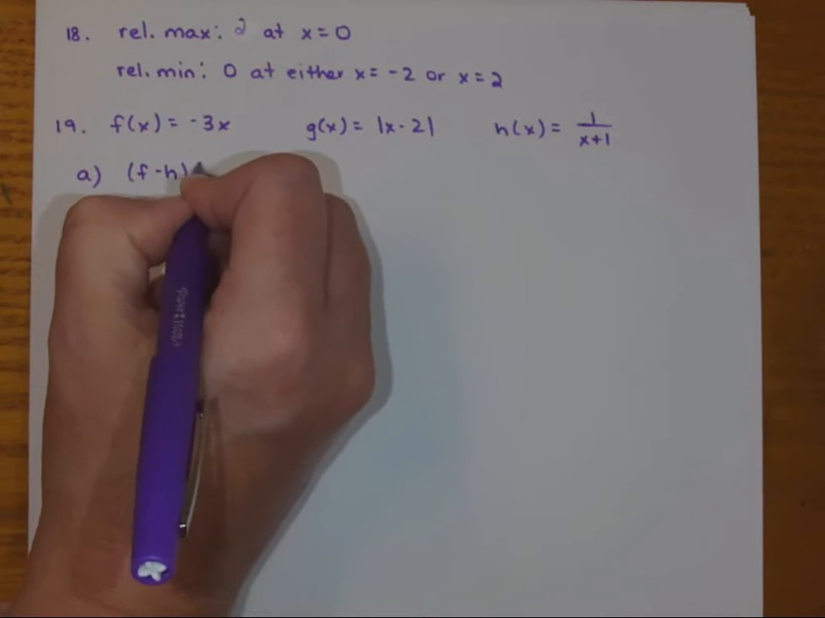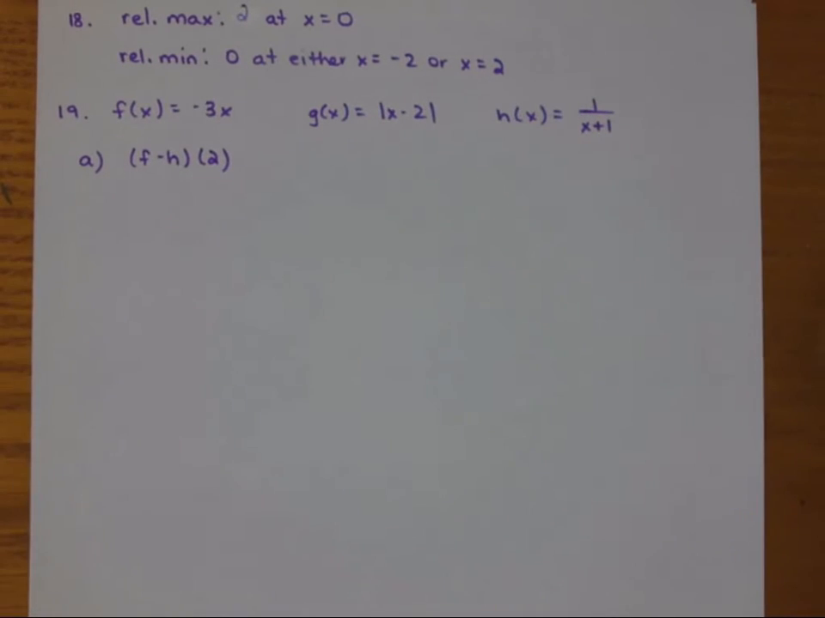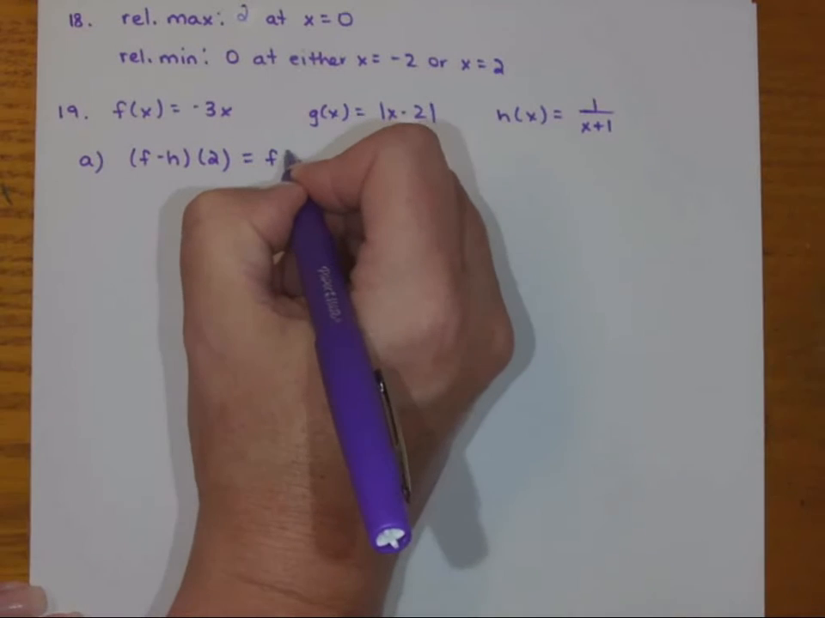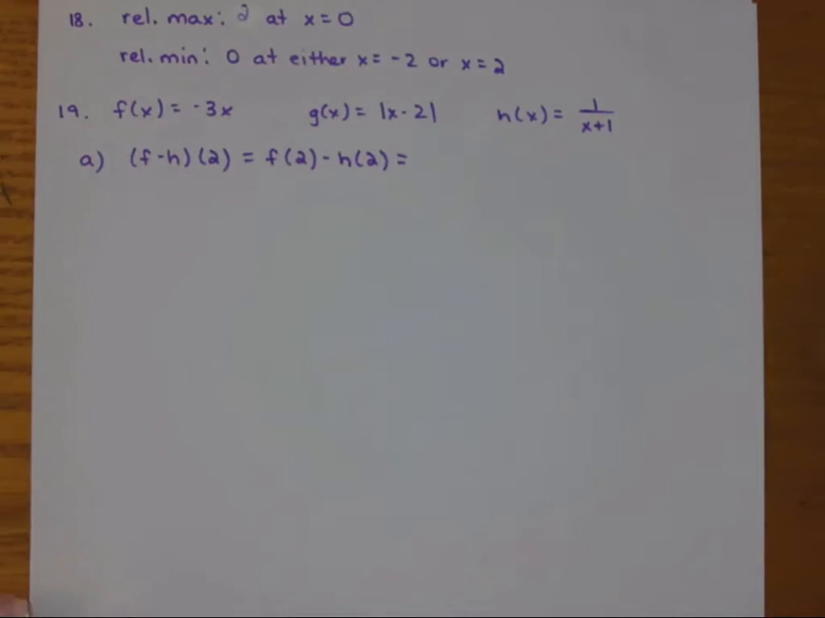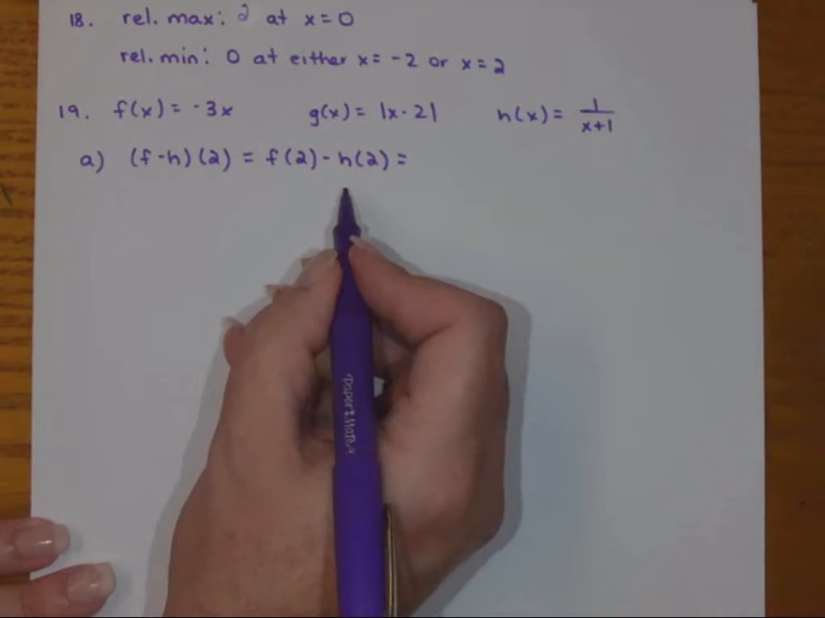This is f minus h of 2. It's not 2 times f minus h. Okay, it's f minus h of 2. So in other words, I'm asking you to find f of 2 minus h of 2. And we can do that, right? We just plug the things into the f equation and the h equation and subtract them.